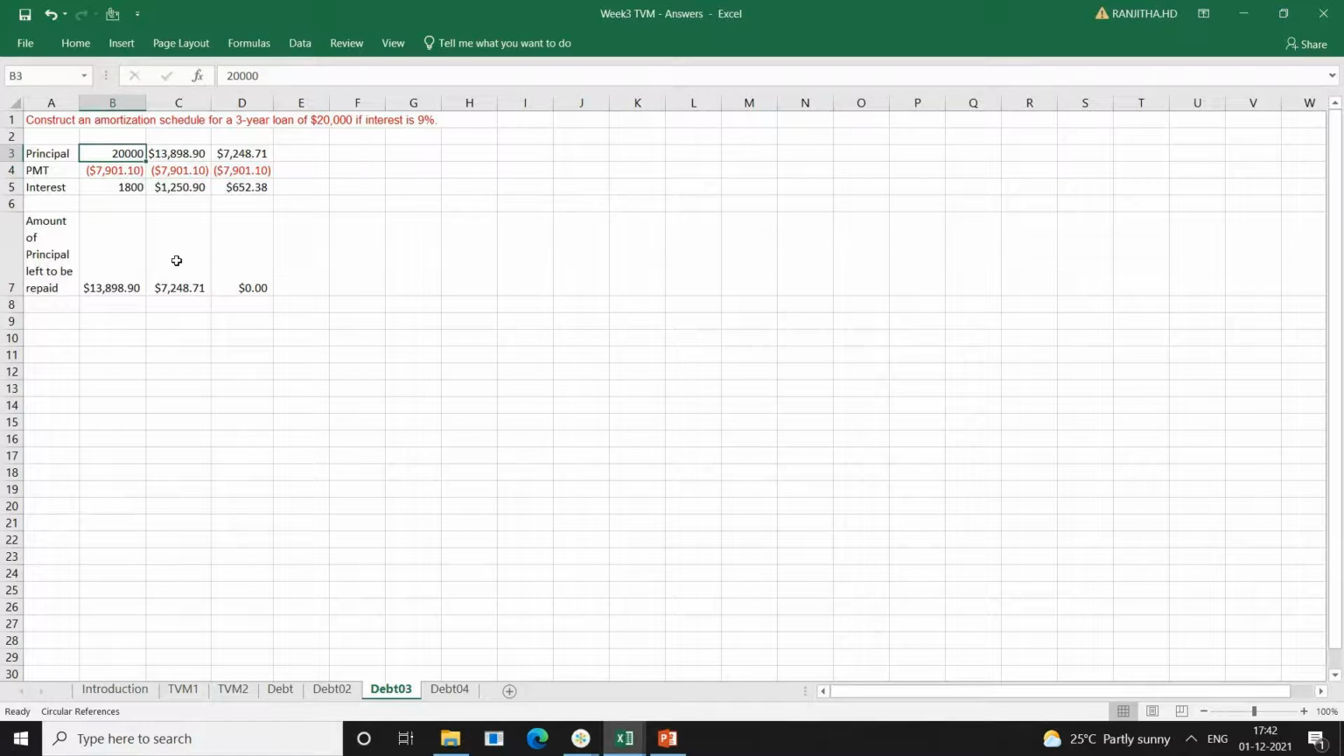So if my principal amount is 20,000, you know how to find out the payment amount. At 9% for 3 years, you give the value, so you'll get the sum of the amount. Here the interest amount you need to put. You know how to do the interest: principal amount into the percentage. So here you just add all three.